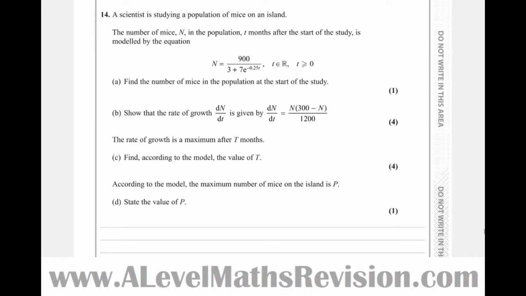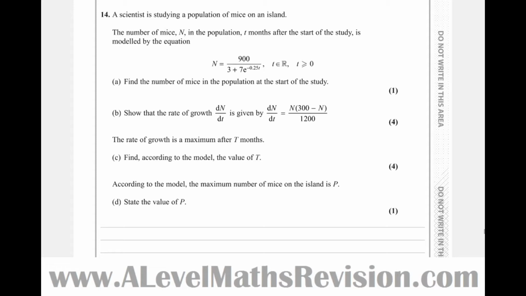So question 14, which is the last question of the paper. It says a scientist is studying a population of mice on an island. The number of mice n in the population t months after the start of the study is modelled by that equation there. Find the number of mice in the population at the start of the study.